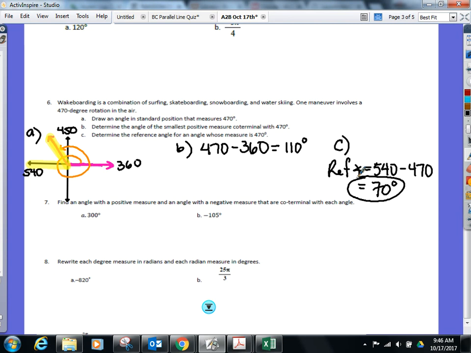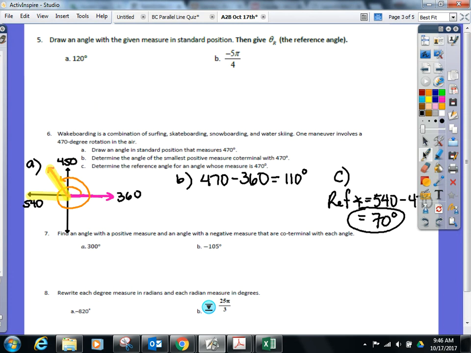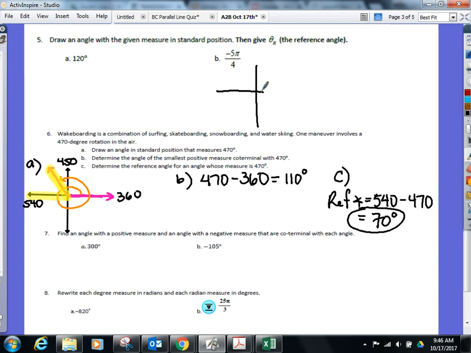Oh, here you go. Ready? You want to do five? Take a look at 5B. I think what you're looking for here, everybody, 5B. Draw it and then give the reference angle. Now that's in radians, right? Okay, so I'll still draw it though. Still want to get through everything here. I'll still draw it.